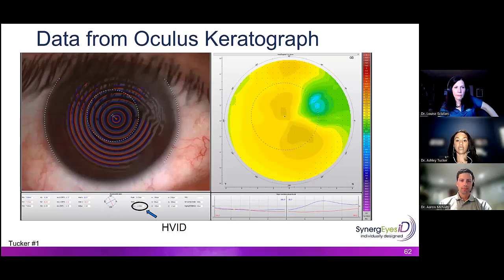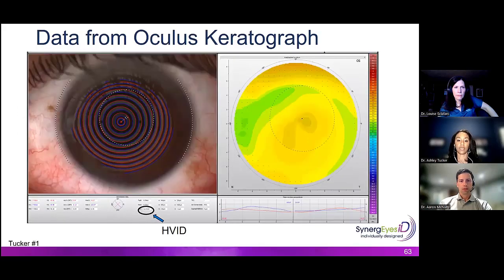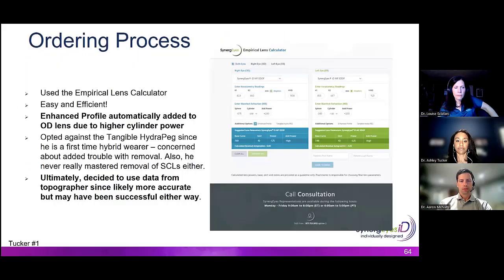So this is a topography from the Oculus Keratograph. That little blip, that green spot, is representing a dry spot on his cornea, but I wanted to just point out the HVID on the topographical map here. Same thing with the left eye.